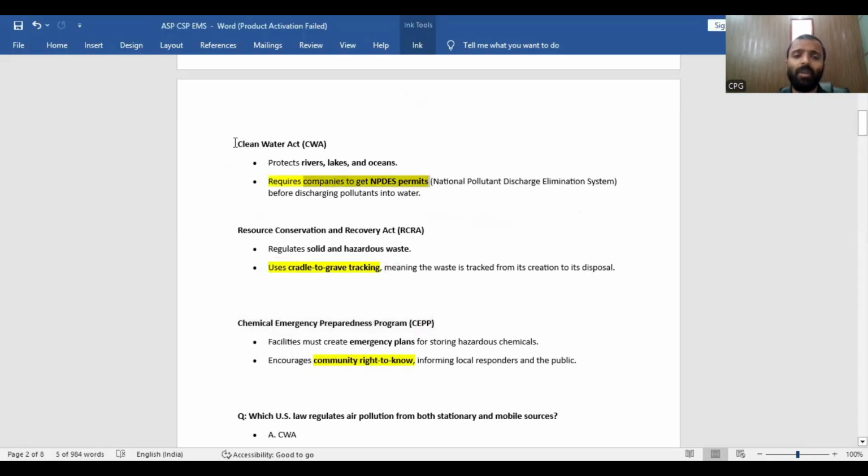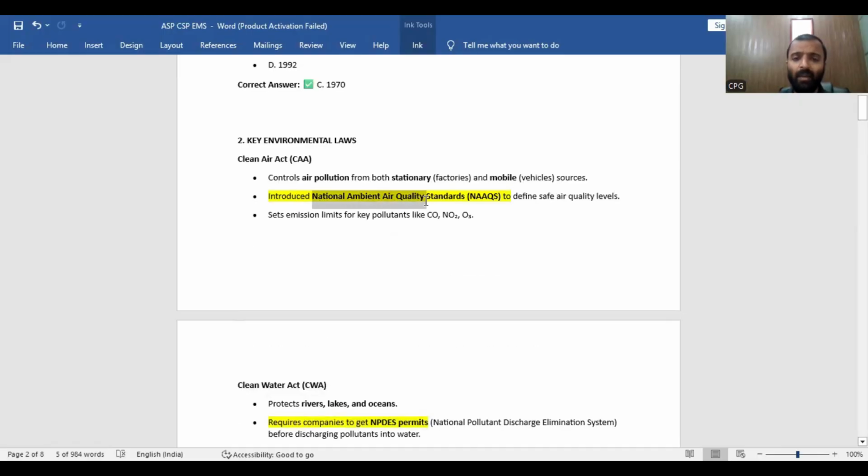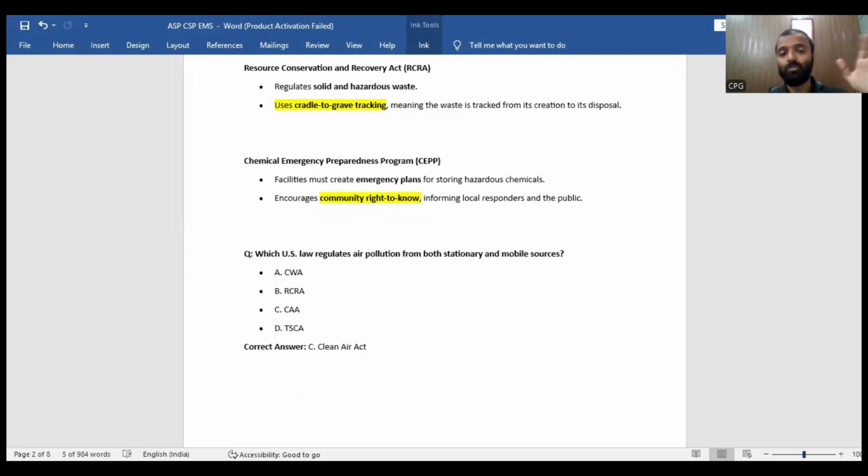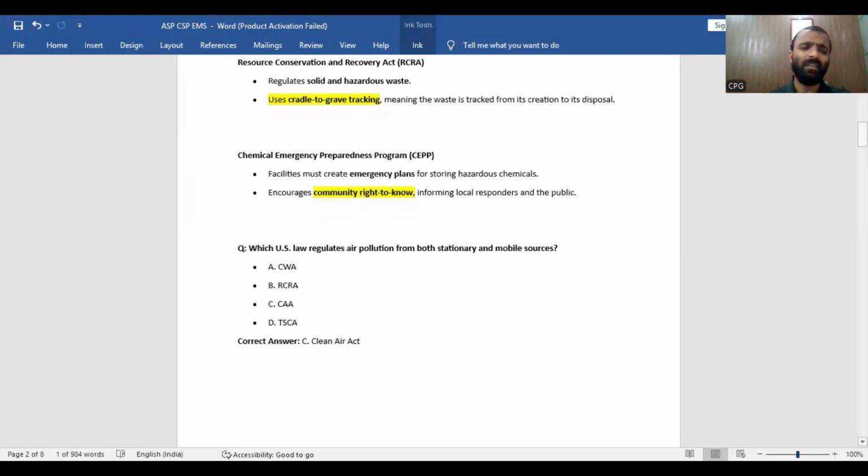NPDES permit, which comes under the Clean Water Act. National Ambient Air Quality Standards, NAAQS, is under the CAA, the Clean Air Act. So these 4 to 5 acts are there. You have to understand which act covers what. Usually they ask 2 to 3 questions from this module.